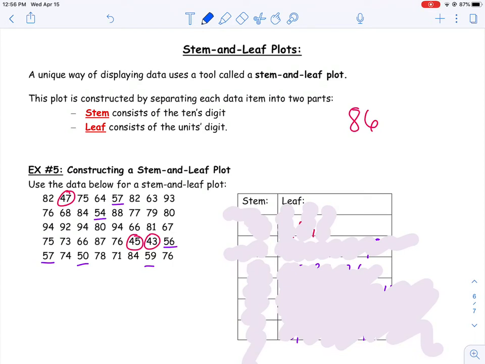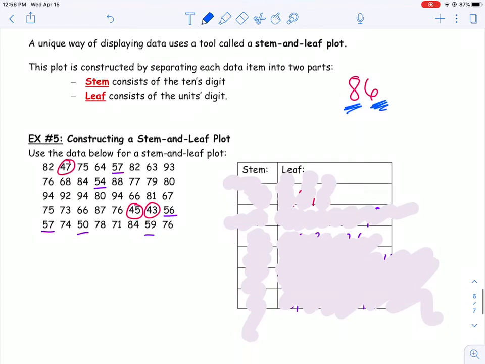We call the tens digit the stem, so in this case the 8 would be our stem, and then we call our units digit, our ones digit, the leaf, so in this case the 6 would be our leaf. And we would go through and display and separate all of our 80s, all of our 70s, all of our 60s, and so on. Let me show you an example.